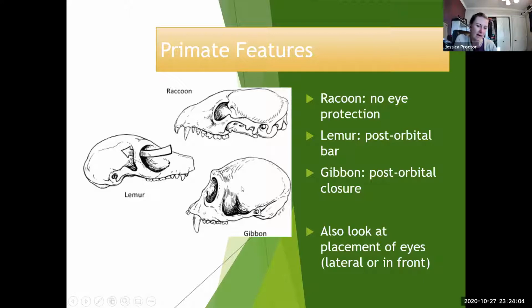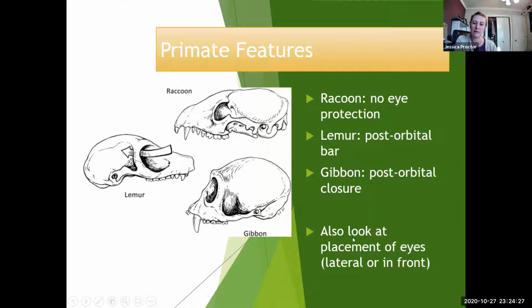And then anything that's higher order, so if it's a New World monkey, Old World monkey, ape, or human, anything that's Haplorhine will not only have a post-orbital bar, but also has full closure of the orbits. Okay, so the vast majority of primates that you're going to see are going to have this full closure. The only exception will be those lower order primates, such as a lemur, lower order Strepsirrhines.